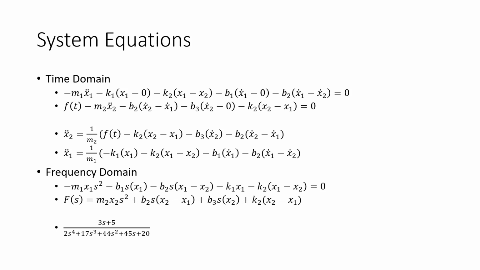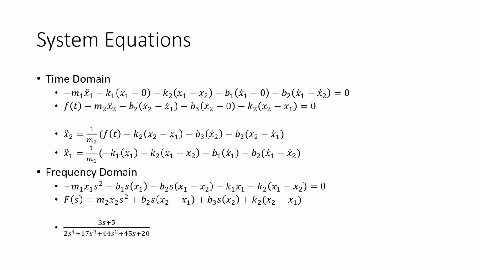because we are looking at it from x1's perspective. For the second equation, we are looking at it from x2's perspective. So we have x2 double dot with m2, b2 and b3 multiplied by x dot, and then k2 multiplied by the x alone. These equations can be rewritten in forms of x double dot for both of them. So the first equation shows x2, where the second one shows it in the perspective of x1.